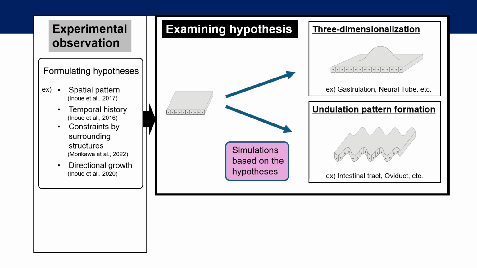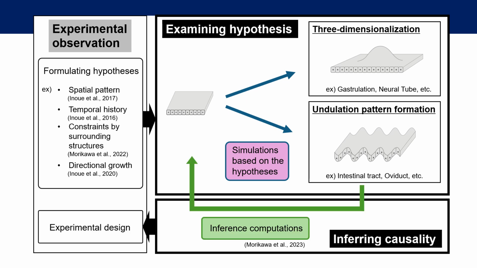Hypotheses are formulated based on experimental data. These hypotheses are then tested through simulations. For example, a hypothesis might predict how a flat tissue transitions into a three-dimensional structure, as in gastrulation or neural tube formation. Simulations provide a powerful tool to test whether these hypotheses align with experimental observations. This approach is effective for verifying known hypotheses.